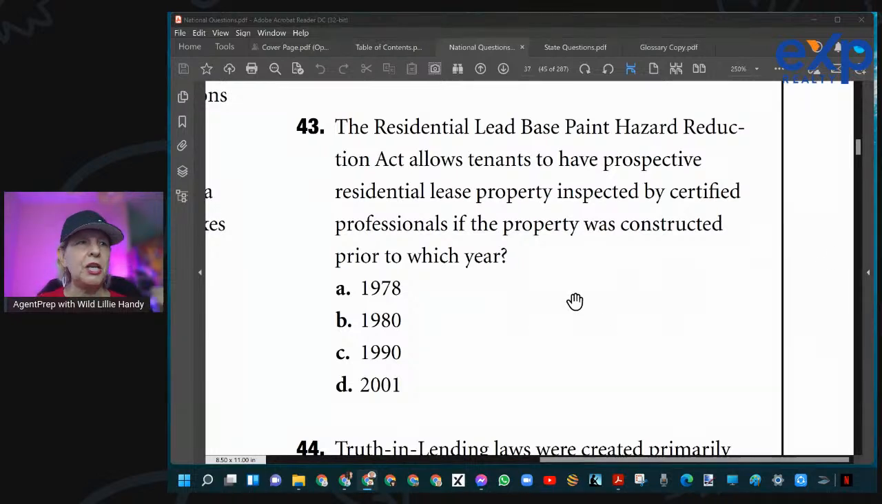So what year does it have to be built prior to in order to request a lead-based paint test? I mean, they can request a lead-based paint test at any time, but it's extremely more common prior to a certain year. And you can actually buy some of these tests at Home Depot or Lowe's. They're not the most professional way, but they will help give a result of whether there is lead-based paint chipping off the wall. Correct. The answer is 1978. A.